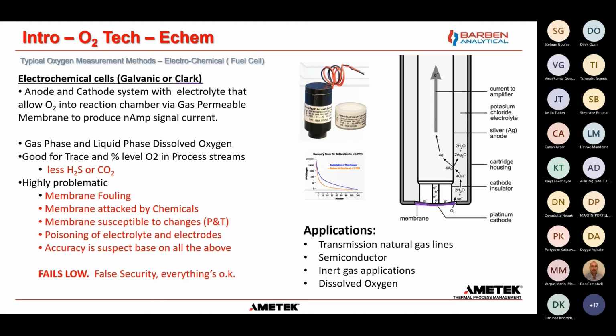And then, so what happens here on this sensor is that you have your process O2, and this is a gas permeable membrane. So it's going to go into the electrolyte, transfer in there, and we'll start to get a reaction, and then we'll have a current loop through the process with these electrons. However, with that being said, this thing we can say is good because it can do both gas phase and liquid phase dissolved oxygen. Good for trace and percent level O2 and process streams. You just have to change some of the sensors to get the difference between a trace and a percent O2, but the analyzers stay the same.